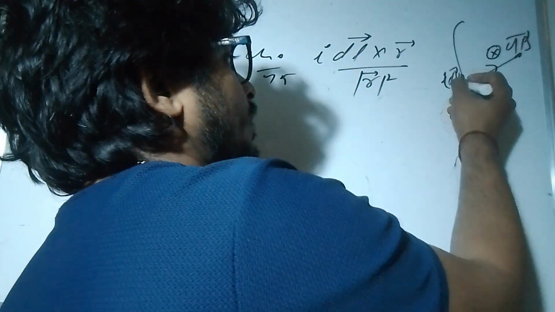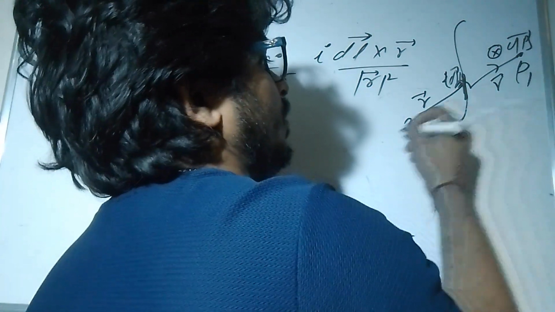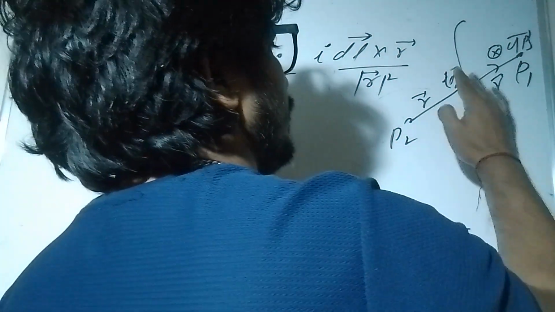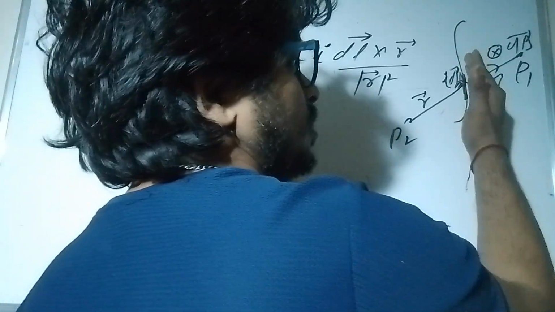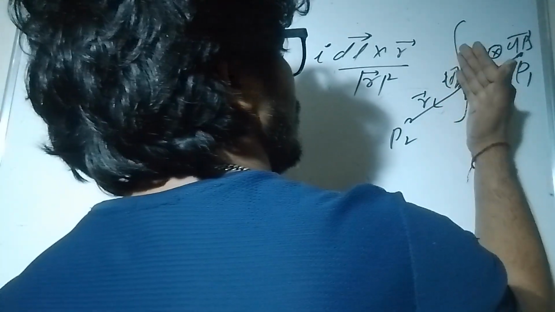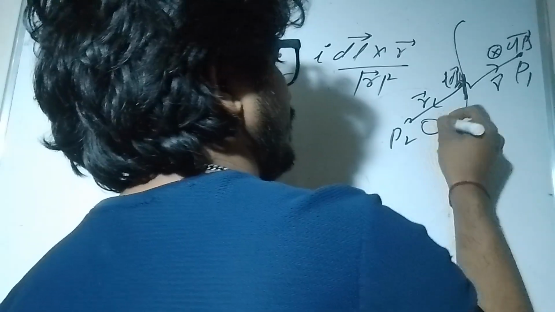Suppose I want to find out the magnetic field at this point, this is point p1, and we want to find out the magnetic field at point p2. See, dl cross r. dl is here, this dl has not changed, and r has changed now. So r is this side, so you have to take it like this, dl cross r. The magnetic field will come outside, so here the magnetic field will be a dot.